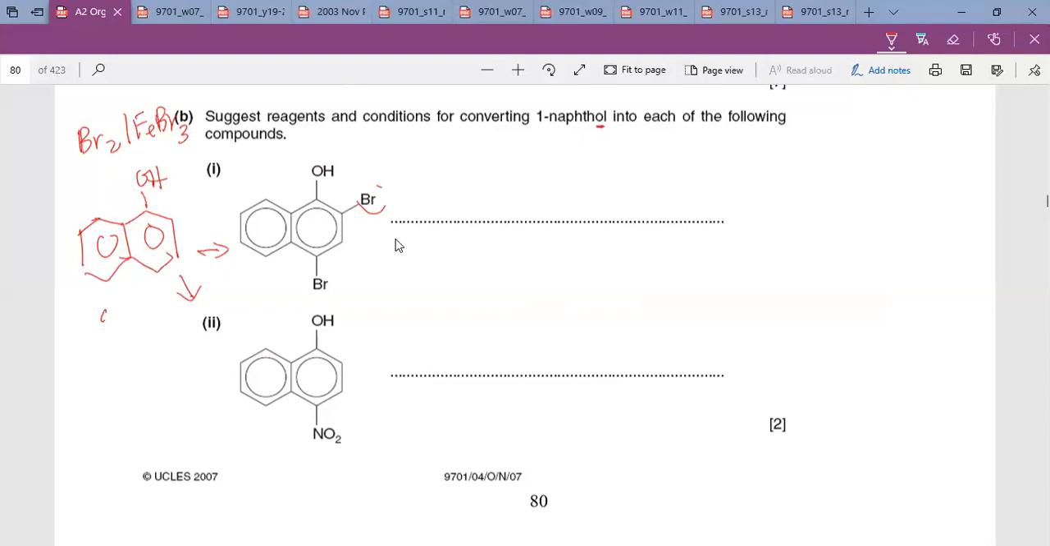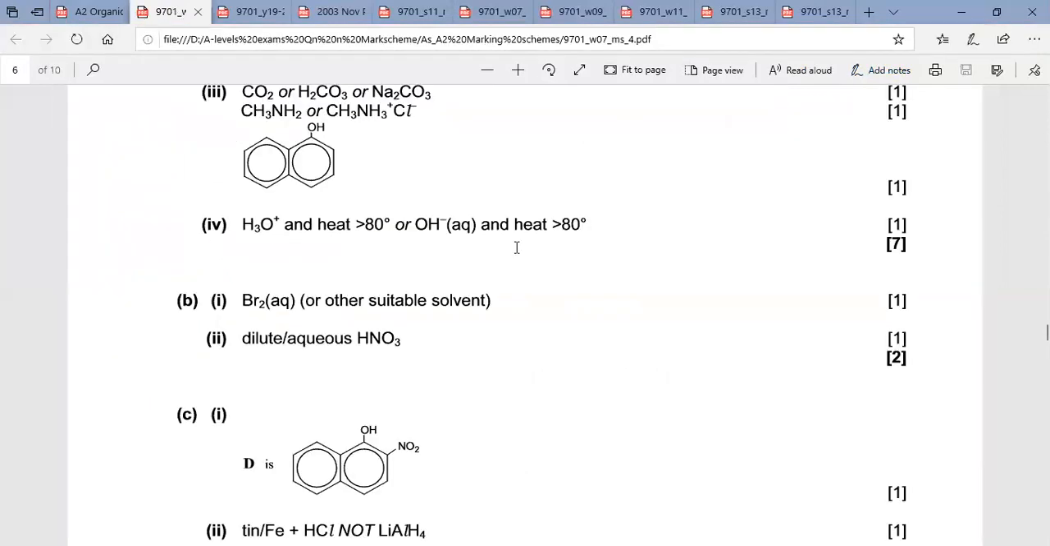So here, you need a concentrated what? Concentrated HNO3 and concentrated H2SO4, and a temperature of what? 55. Yes, sir. Now I show you the marking scheme. Okay, now this is 07 November. This is the one here. It's all prepared for you. See?